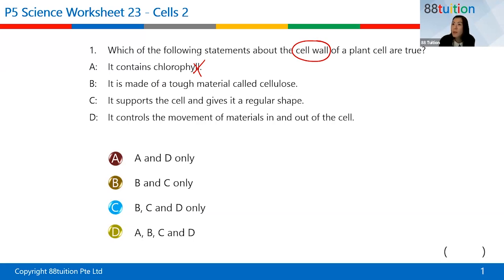Let me look at your responses. A lot of you put down B. I have one person putting C, and one person putting D. The majority says the answer is B and C. Yes, it's correct, B and C are correct. Supports the cell, gives it a regular shape. Controls movement of materials in and out of the cell. Which part of the plant cell has this function?